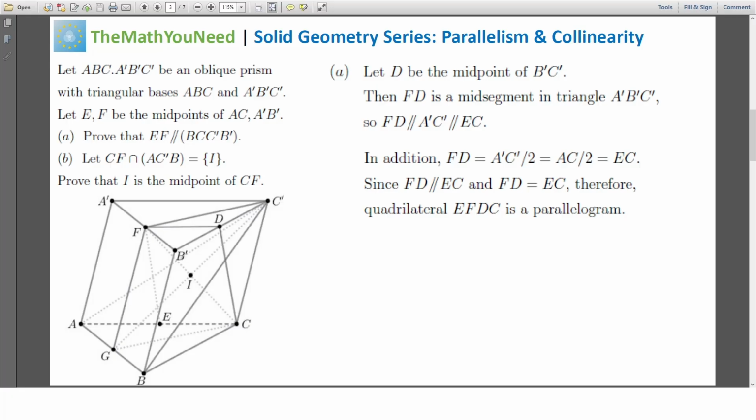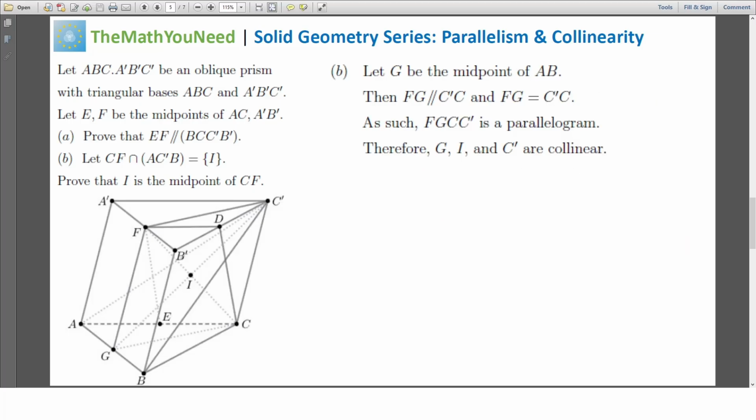But since FD is parallel to EC, and FD is equal to EC, therefore, quadrilateral EFDC is a parallelogram. Thus, EF is parallel to DC, which is a line in the plane BC, C prime, B prime. Consequently, EF is parallel to the plane BC, C prime, B prime. And that is it for part A.